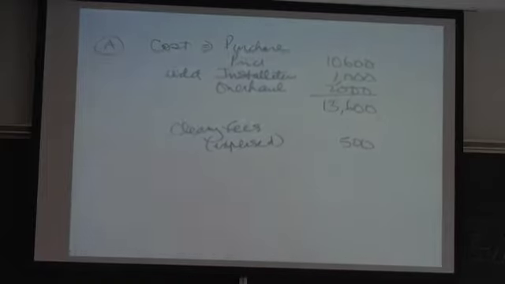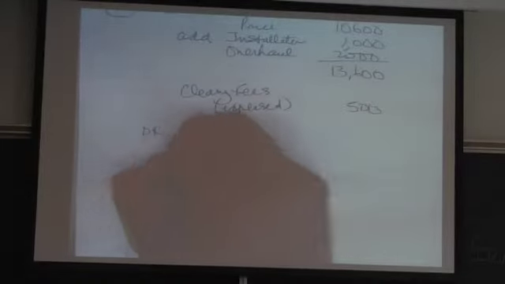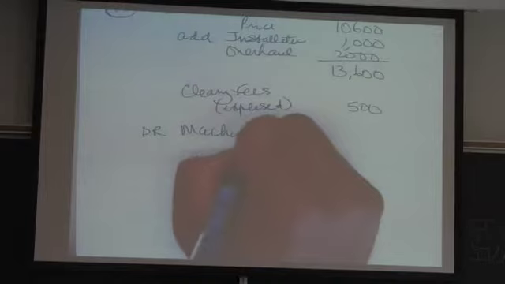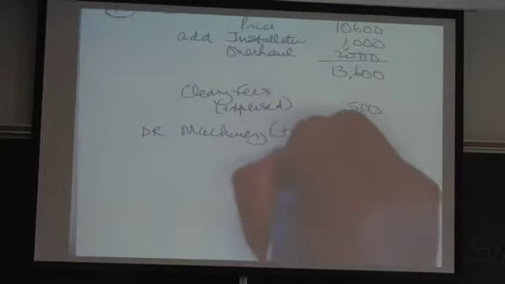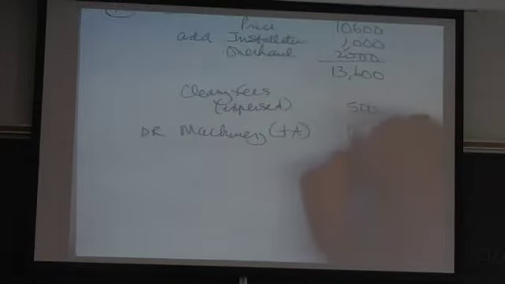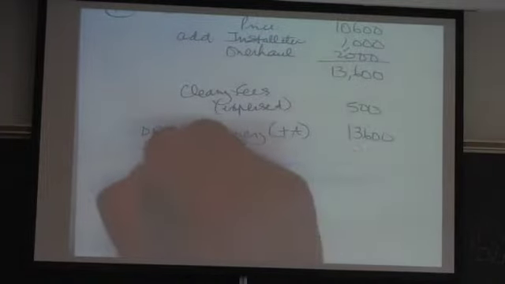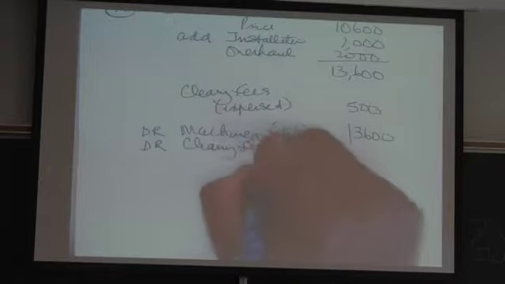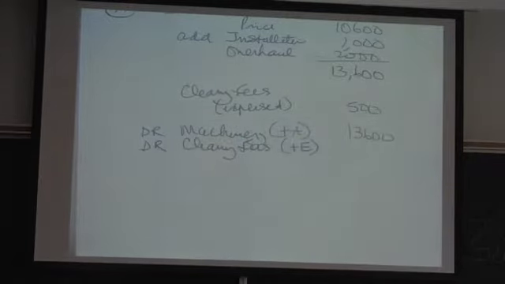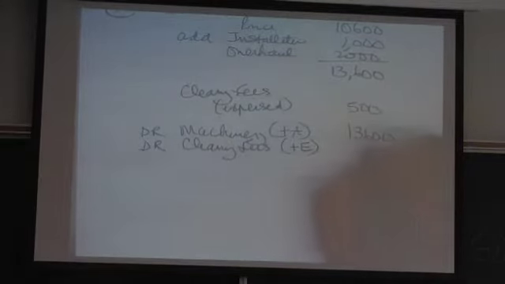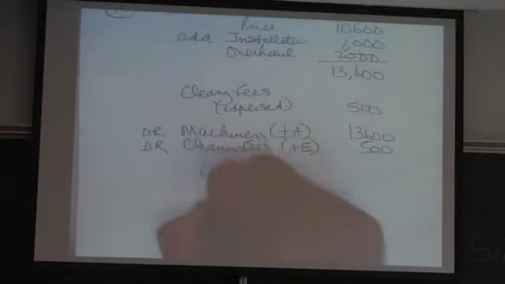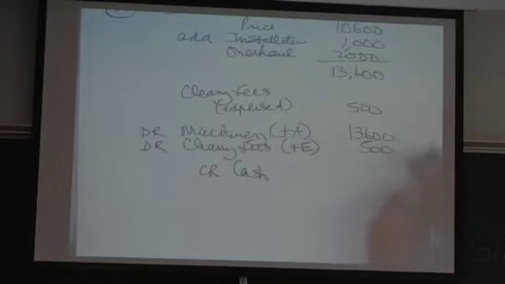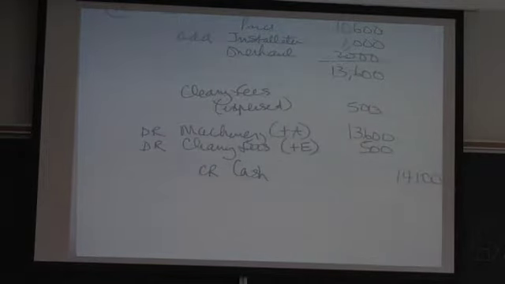So the entry will be debit machinery, which is an asset, debit cleaning fees, which is an expense, an increase to the expense of $500, and we're going to credit cash. So that answers the first part of the question.